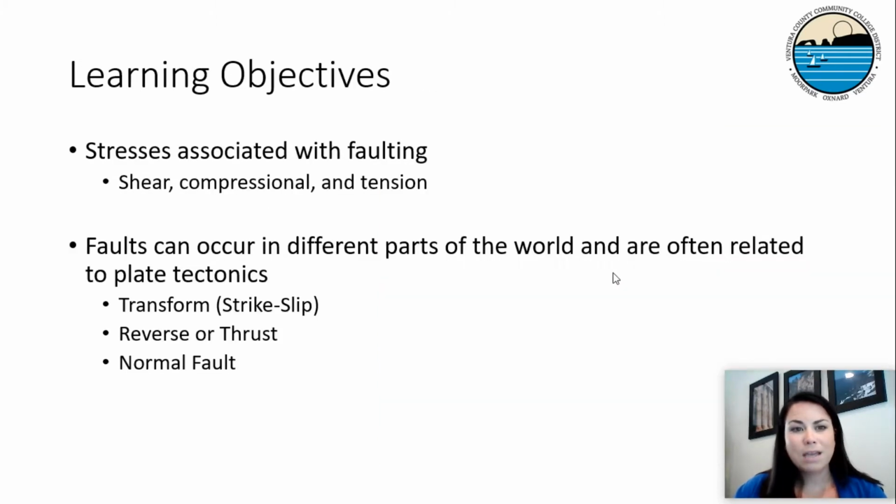So what did we learn today? We learned that stresses are typically associated with faulting. We see shear, compressional, and tensile stress that are associated with strike slip, normal, and reverse faults. So faults can occur in different parts of the world, and they're often related to plate tectonics. There's many different types of faults, but the three that we focused on are transform or strike slip, reverse or thrust, and normal faulting.